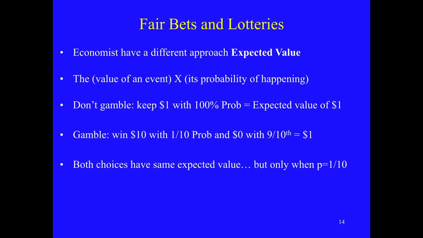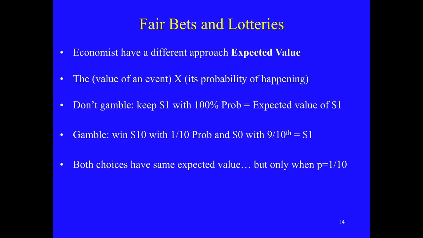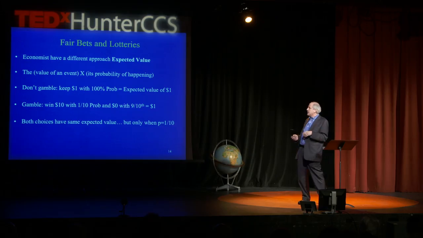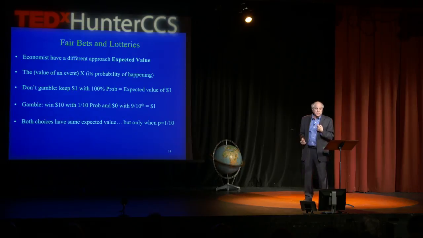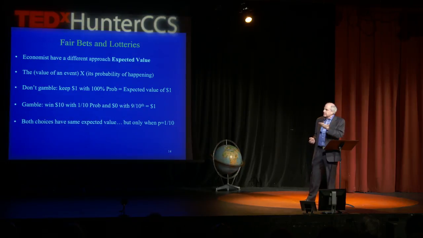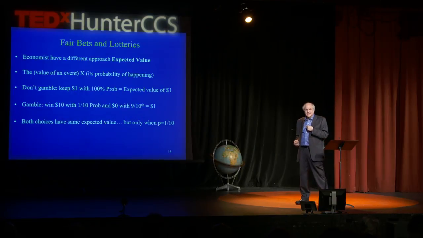They say that there's something called expected value, and that is the value of the event times its probability. Let's look how this works. If I don't gamble, I keep a dollar with 100% probability, so that's an expected value of a dollar. If I gamble, I win $10 with a tenth probability and $0 with 9/10 probability. Hey, that also is an expected value of a dollar. So it's the same argument, but a little bit more formal here. Both choices have the same expected value, but only when the probability is equal to 1/10.